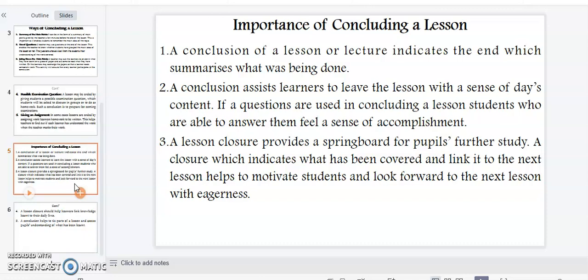Number 3, a lesson closure provides a springboard for pupils' further study. A closure which indicates what has been covered and links it to the next lesson helps to motivate students and makes them look forward to the next lesson with a lot of eagerness.